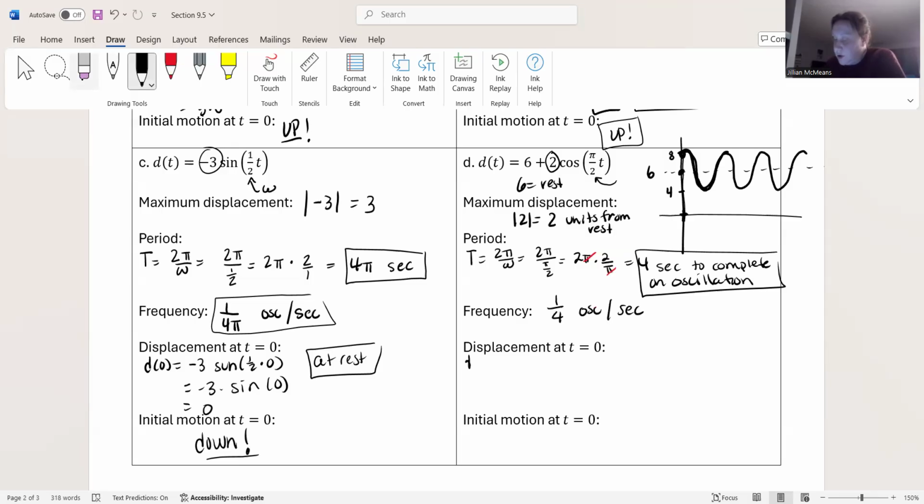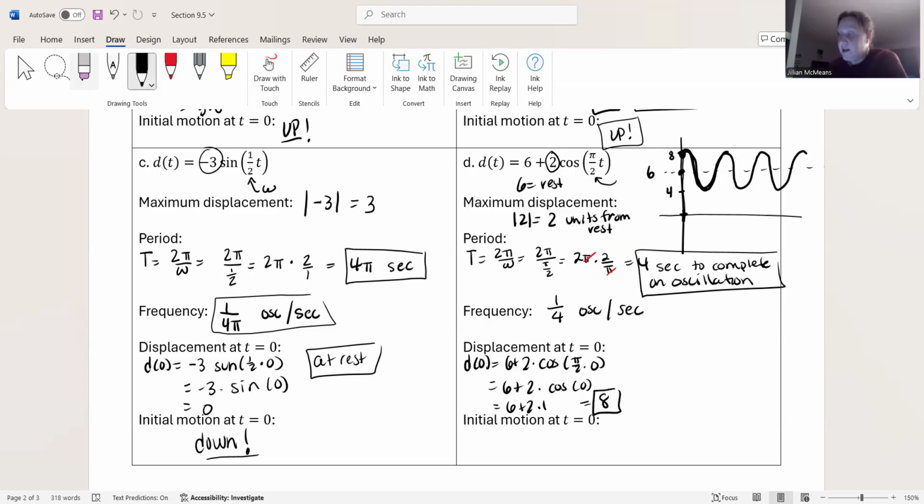So we get d of 0 equals 6 plus 2 times cosine of pi over 2 times 0. So we get 6 plus 2 times cosine of 0. And we already know from the previous, I think it was part B, that cosine of 0 is 1. So we get 6 plus 2 times 1, which is 8. So you can see it from our graph, but now we have mathematical proof that at time equals 0, we're at 8. So 2 units above rest.